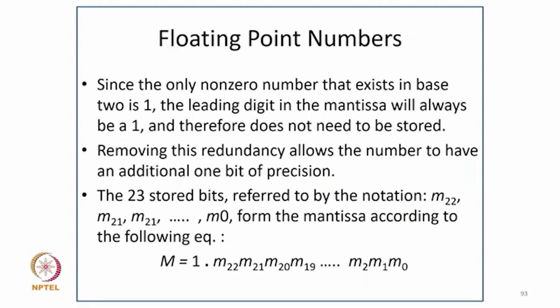Since the only non-zero number that exists in base 2 is 1, the leading digit in the mantissa will always be a 1, and therefore does not need to be stored. Removing this redundancy allows the number an additional bit of precision, and the 23 stored bits, referred to as M22, M21, M20, and so on to M0, form the mantissa according to the following equation: M equals 1 dot M22, M21, M20 to M0.